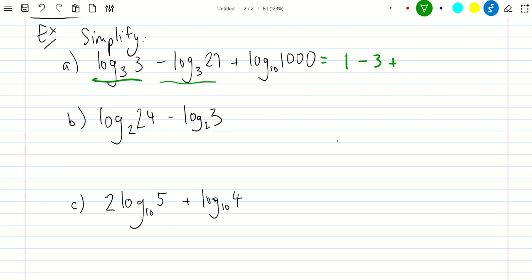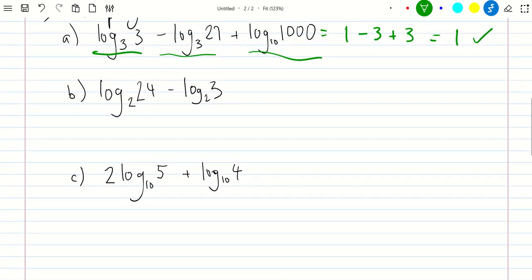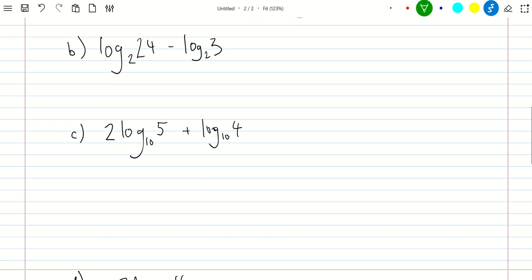And then lastly, we've got log base 10 of 1000. It's asking you, 10 to the power of what is equal to 1000? 10 to the power of 3 is equal to 1000. So my answer, 1 take away 3 plus 3, is just going to be equal to 1. As long as you know your powers fairly well, you'll find questions like that not too much of a problem. Okay, let's have a look at this second one here.